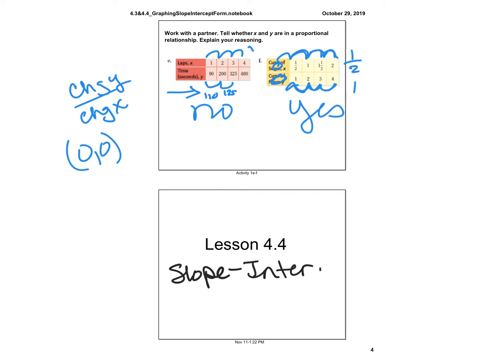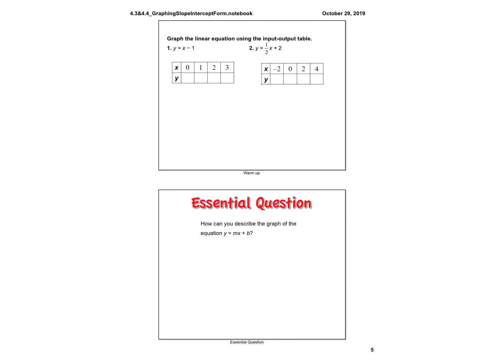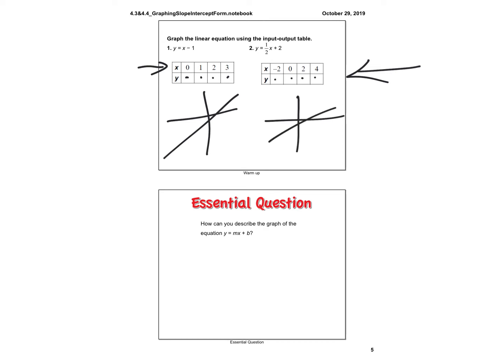So go to the next blank page in your notebook and label it lesson 4.4, slope-intercept form. You're going to do an activity by yourself first. You know how to do this page. If I gave you the x's, you could fill in your y's, and then you would be able to graph it. Okay, same thing here. You'd plug in your x's, get your y's, and then you would be able to graph it. Don't need to worry about this page.